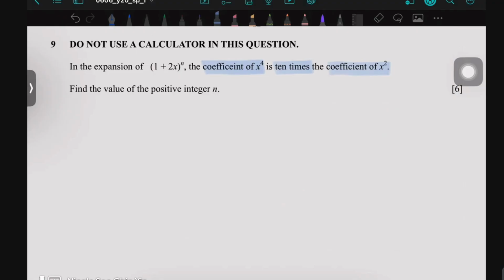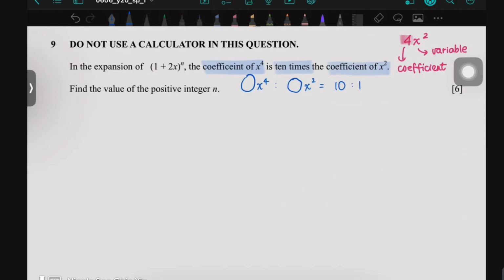Do you know what a coefficient is? Let's say I give you 4x to the power of 2. This is considered the variable, and this is called the coefficient. You have learned it before. So what they mean is the coefficient of x to the power of 4 is 10 times the coefficient of x to the power of 2. They ask you to find the integer n.